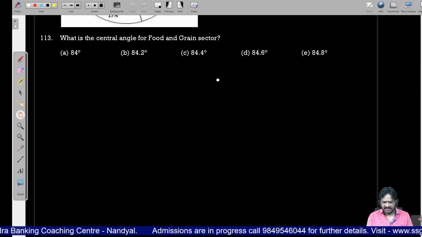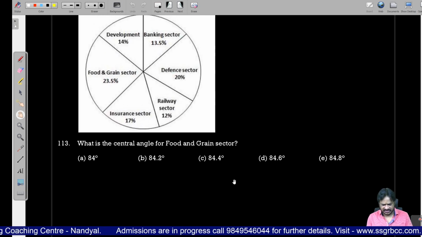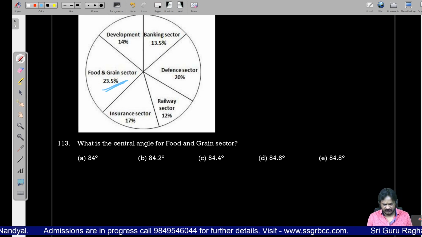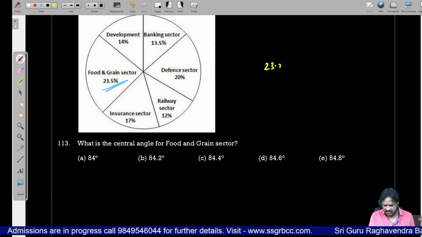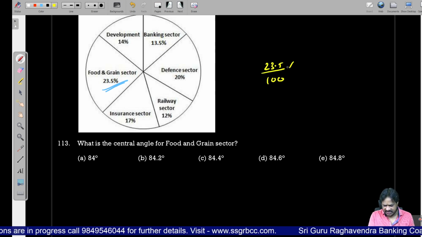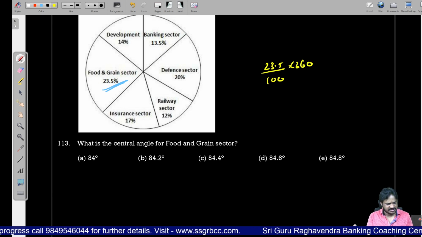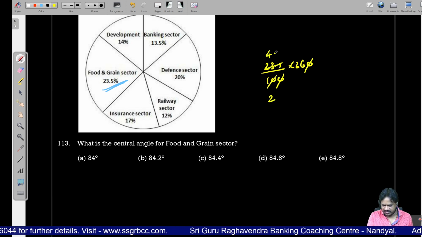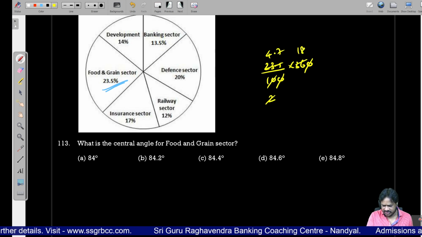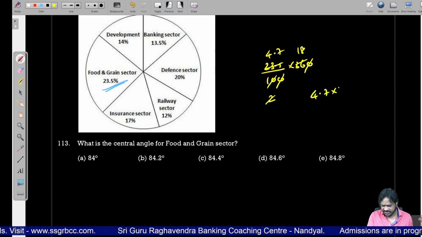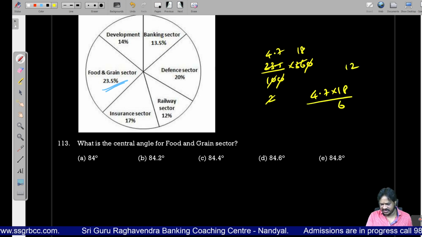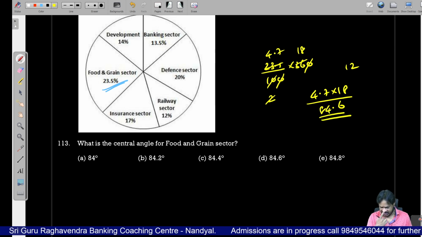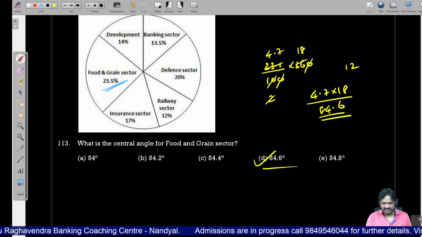What is the central angle of the food and grain sector? Food and grain sector is 23.5%. You have to find the angle. The angle is 23.5% into 360, in terms of degrees. The zeros cancel. 5 twos are 10, 5 fours, 5 sevens, 2 ones are 18. So 4.7 into 18; 18 sevens are 126. 84.6 degrees is the correct answer. Next question.